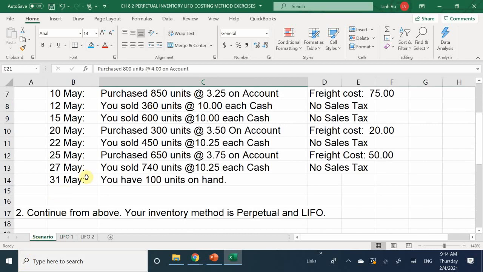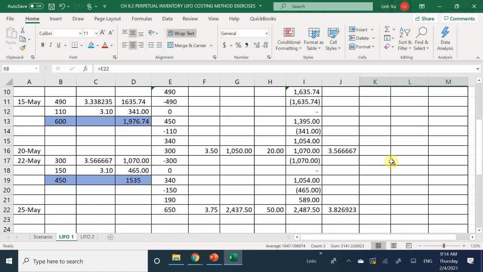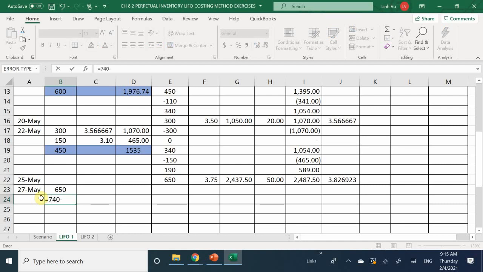Then on May 27th, we sold an additional 740 items. Okay. And of course, I'm going to throw this in now since we're already here. On May 31st, you should have a total of 100 units on hand. So let's go ahead and take away this 740. So, question to you, do we have enough for 740? Yes, we do. We have 650 and we have our orange batch. So, let me see. May 27. We're going to get rid of our 650 and whatever amount, 740 minus the 650, that we need to take away to get us a total of 470.